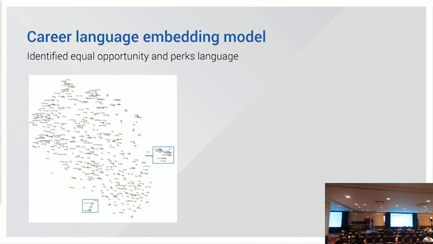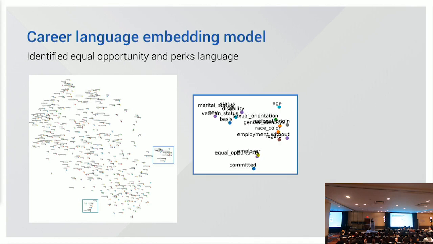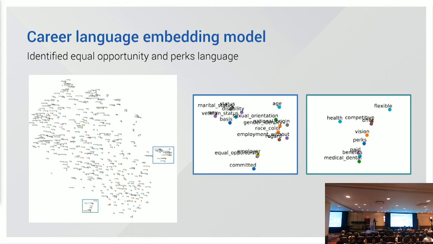The first is, and this didn't always happen, perks language and equal opportunity language in job descriptions, many of you would be aware, tend to happen towards the end. They tend to happen very close to each other. This actually figured out that these two areas are quite distinct. They were quite far away in the 2D projection. They clustered very separately. So this model was able to understand that they were different things, even though they mostly co-locate or are very close to each other. And this is despite the fact that the window of these words was reasonably large.